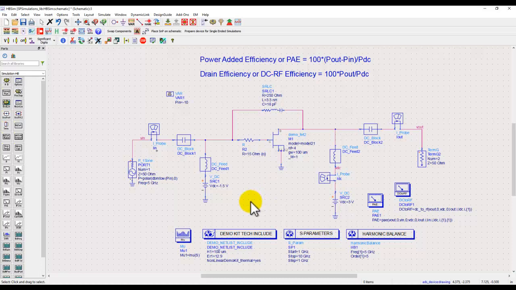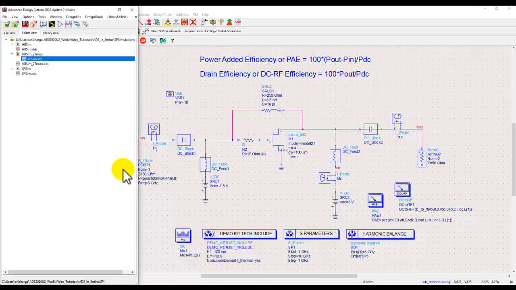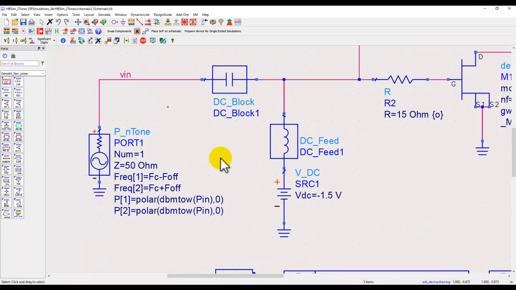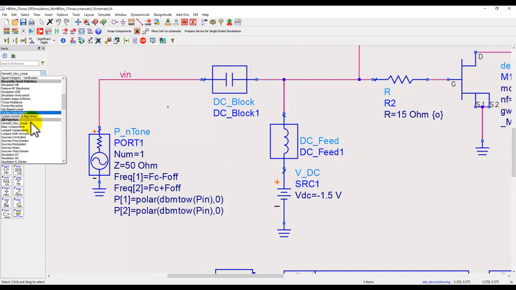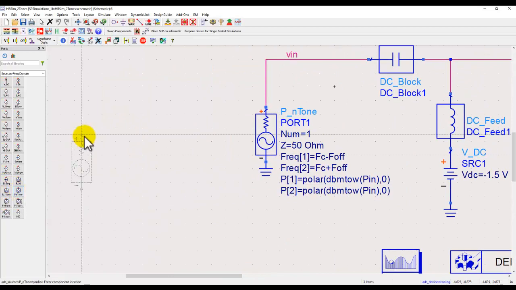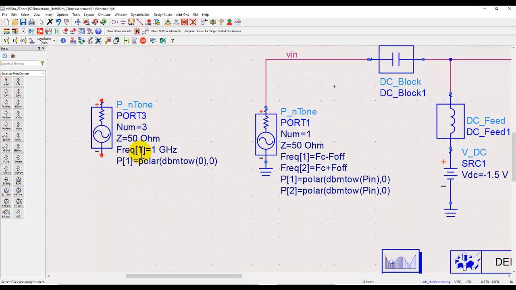Now let's go back to understand how we can do a two-tone setup, and the concept is again very simple. The only difference here is basically two. So instead of the P1 tone, if we go back to sources frequency domain, which we talked about during the last tutorial, instead of using this P1 tone, we use the PN tone. And once we have the N tone, let me place it to show you how it comes out. Notice the square bracket, and that's representing the index. That means we can have as many frequency tones as we want to feed into a circuit or a system.